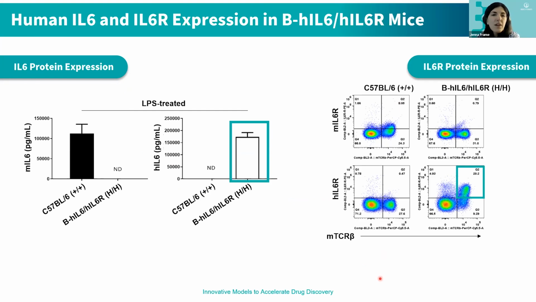In the next RA study, we aim to test the efficacy of anti-human IL-6 in this model. Before I introduce that study, I'd like to first introduce our humanized IL-6 and IL-6 receptor model. This model expresses human IL-6 in place of the murine counterpart, as shown by ELISA. Likewise, this model expresses human IL-6 receptor on the surface of TCR beta positive T cells, as shown here.